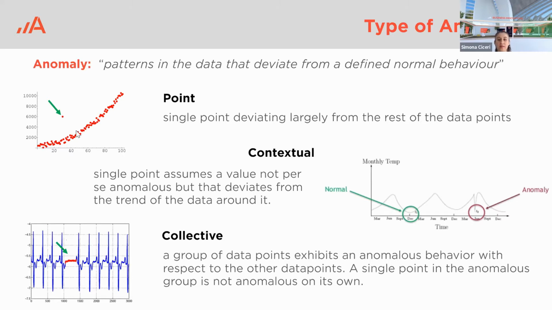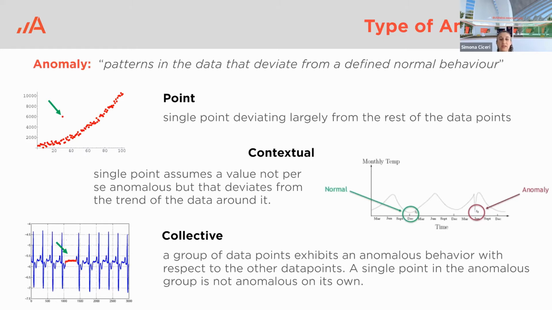As shown in this picture at the top left, a single data point is called anomalous because it deviates largely from the rest of the data points. The contextual anomaly, as depicted in the middle right, on the other hand, occurs when a single data point assumes a value that is per se not anomalous, meaning that it can occur also at other points in time, but deviates from the trend of the points around the point itself.